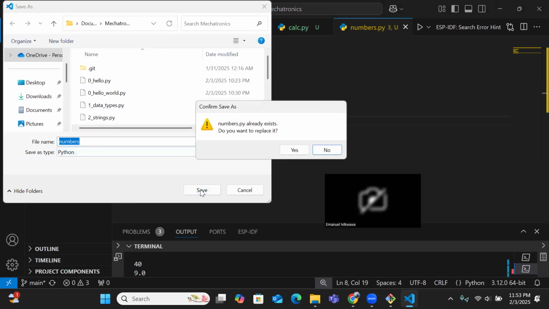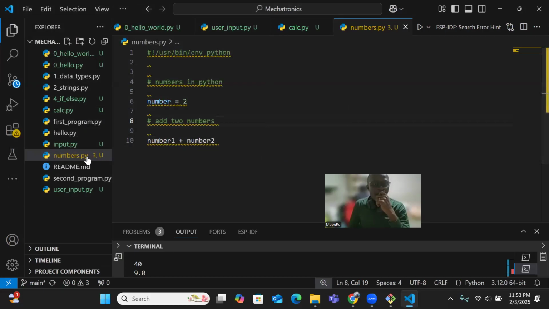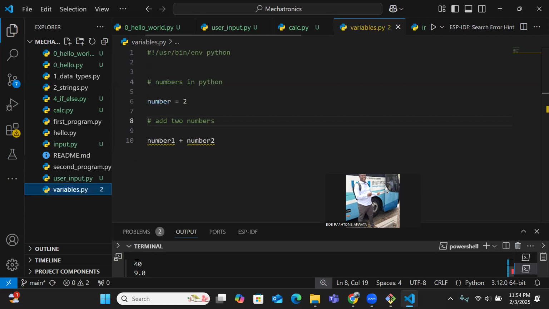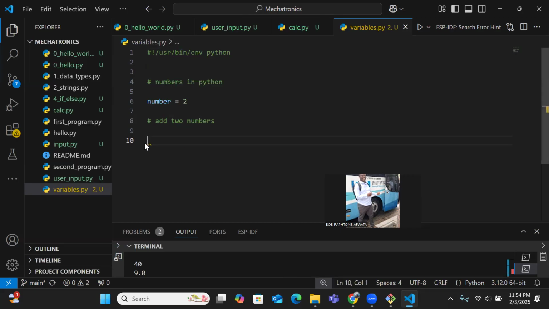I don't know why this numbers is giving an error. Numbers is normally giving us some problem, so call it variables. Can you rename it to variable.py? Just rename it. It should appear like this without those funny lines.